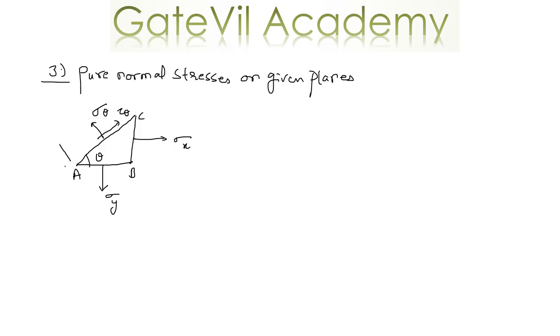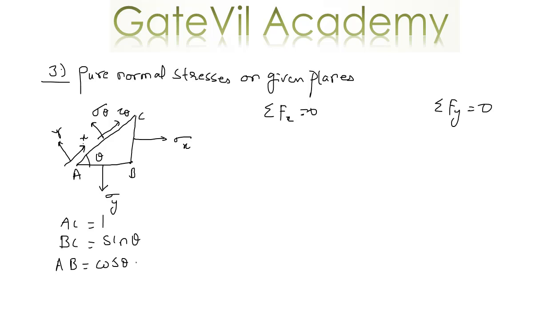So let's assume a coordinate reference axis. Let this be x and let this be y. Now to find sigma theta and tau theta, we have to use summation Fx equal to 0 and summation Fy equal to 0. First of all, the area of plane AC is 1. The area of plane BC is sine theta, and the area of plane AB is cos theta.